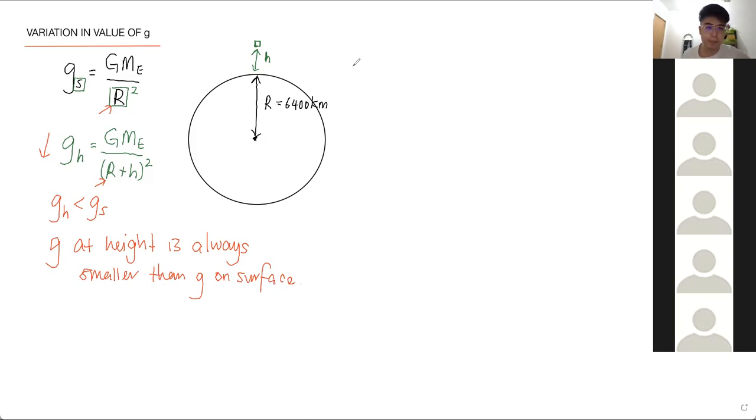Now example, the g experienced by satellites. How high is satellites? Depending on what type of satellite. Usually if you are talking about typical value, so this is the Earth. And let's say we want to find what is the gravitational acceleration experienced by this satellite, which is at an altitude of 20,200 km from the surface of the Earth. Then we can find, use which formula.